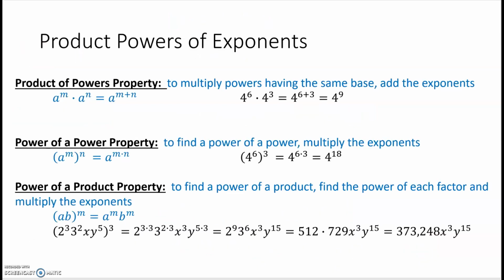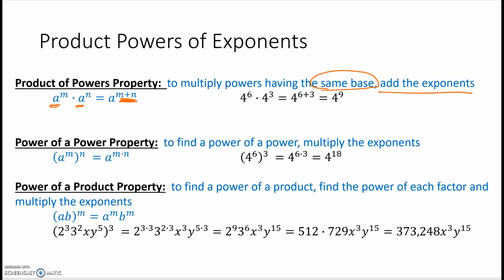Okay, so here are some rules that we're going to work with today. The first one is the product of powers property. What this says is anytime my bases are the same, so that big number is the same, I can add my exponents together. Notice you don't see any parentheses. They have the same base. We add the exponents. So for my variables, it's just m plus n.